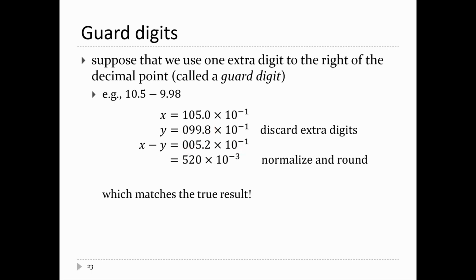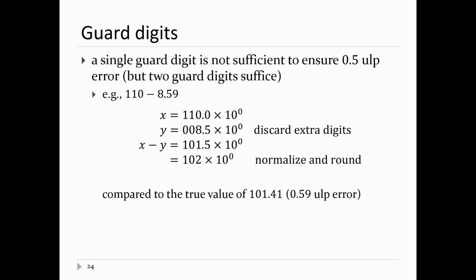Now do your difference and you get 5.2 times 10 to the minus 1. I'm allowed to keep that extra digit after the decimal point. Now when I scale this up to our floating point format, I get 520 times 10 to the minus 3, which matches the true result. So it looks like inserting one extra digit gets us, in this case, the exact result, but does it get us to within half an ULP every time? It turns out the answer is no, not for addition or subtraction. For addition or subtraction, you need at least 2 guard digits if you're working in base 10.